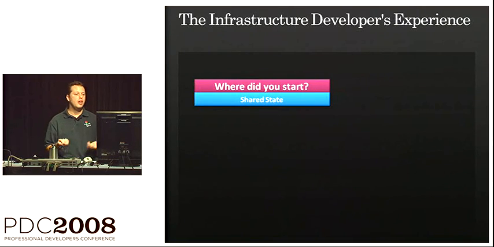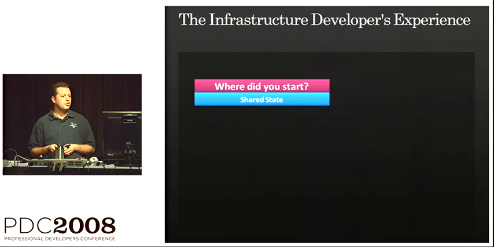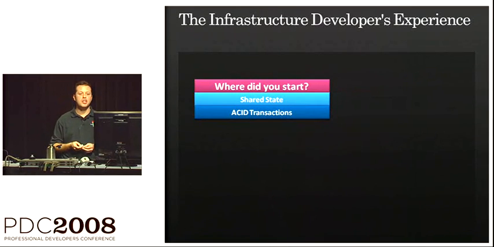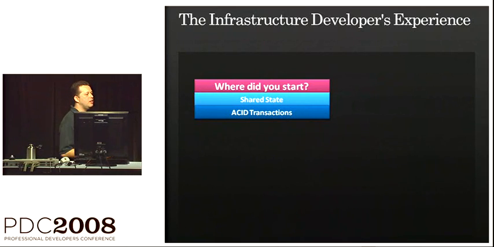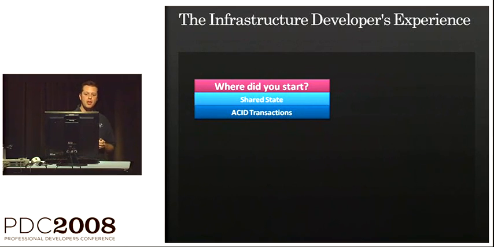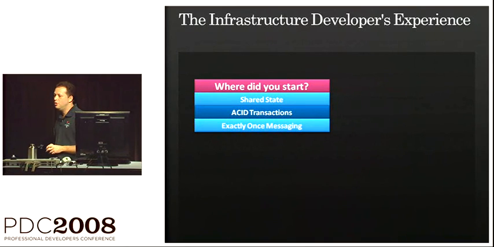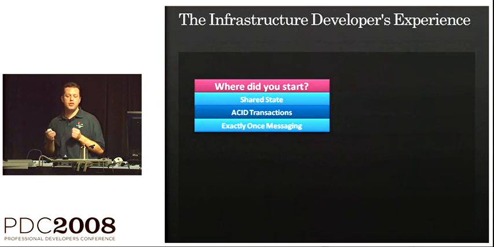So you started in a world where you had shared state. You had a global truth. You had a single consistent store. You also had ACID transactions, and they gave you isolation. They gave you concurrency control. They also gave you strong consistency, the ability to abort and return to a known state at any time, which is actually super useful. You had exactly once messaging. You used transactions. You used stateful messaging protocols, like WS Reliable Messaging, to ensure exactly once delivery.